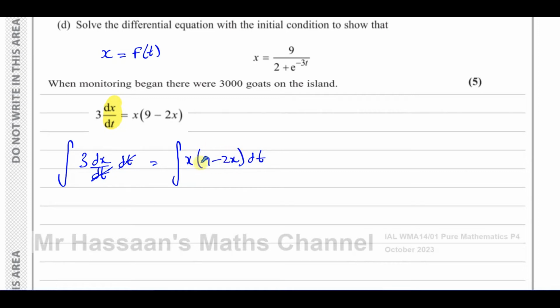Now we've got some variables on this side which don't belong here, because they should be where it says dx. So I'm going to divide both sides by x times 9 minus 2x. So I'll have the integral of 3 over x times 9 minus 2x, which has to be integrated with respect to x. And here you're left with just 1, which is integrated with respect to t.